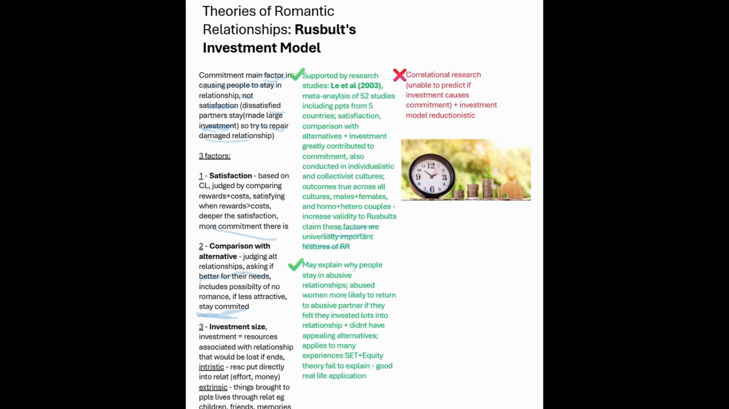It also may explain why people stay in abusive relationships, as abused women are more likely to return to their abusive partner if they felt they invested lots into the relationship at the start, and if they didn't have appealing alternatives. This applies to many experiences the social exchange theory and equity theory fail to explain, and so it has a good real-life application. However, most of the research is based on correlation, and therefore is unable to predict if investment causes commitment, and the investment model is quite reductionistic.